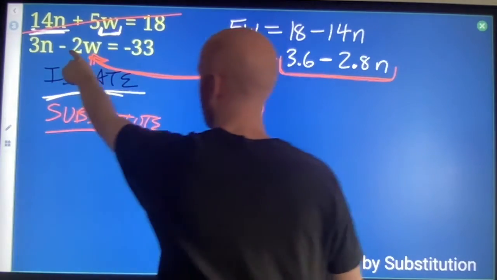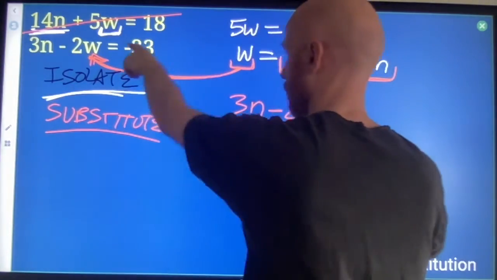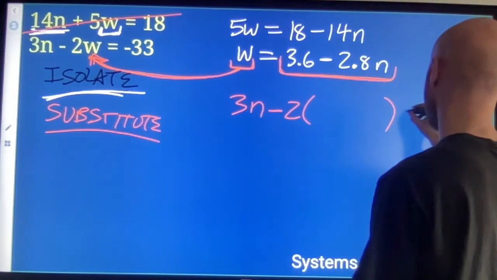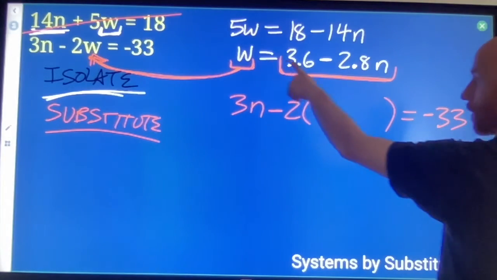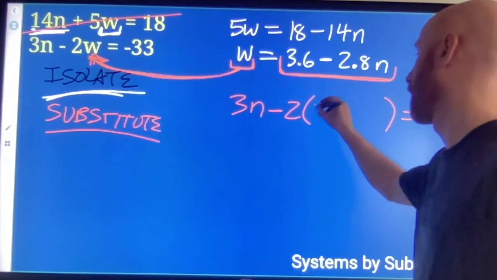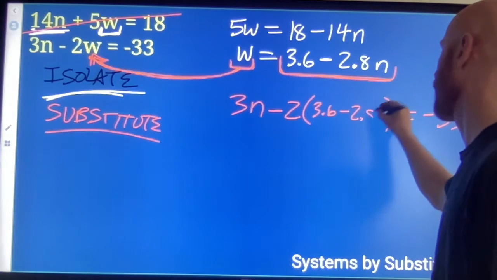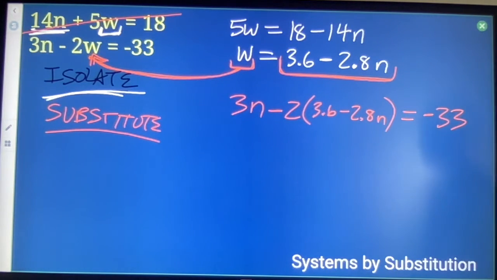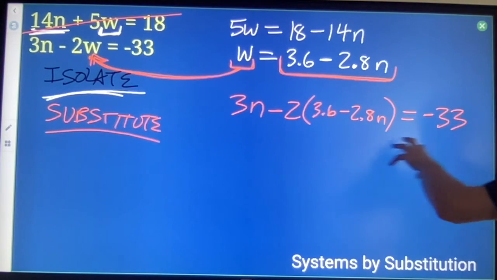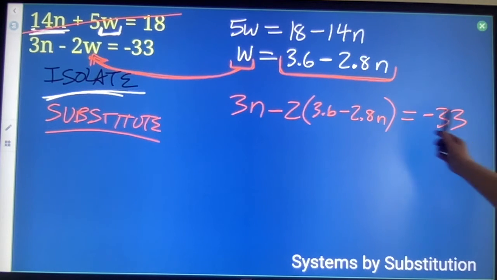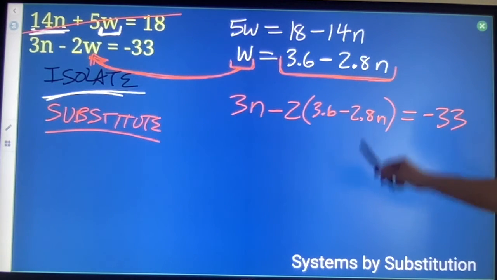So I'm going to write this again. 3n minus 2 times W equals negative 33. But instead of writing W, I'm going to write what W equals: 3.6 minus 2.8n. All right, if you're working on systems of equations, you should already know how to solve something that looks like this.